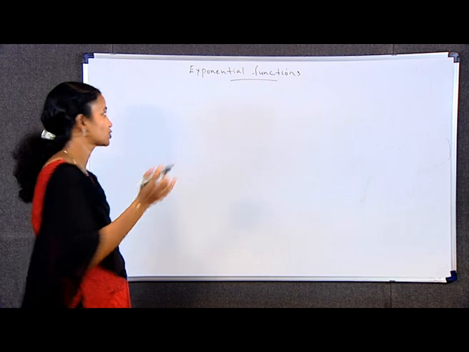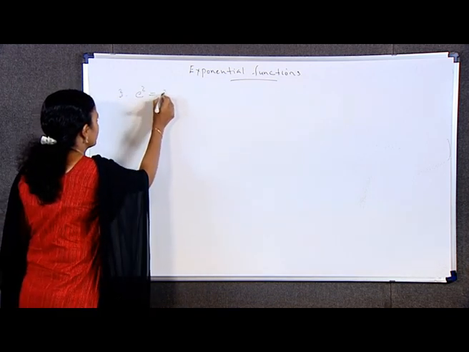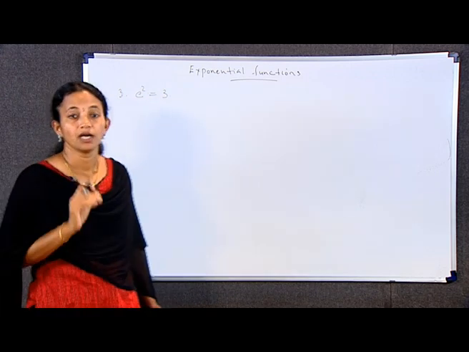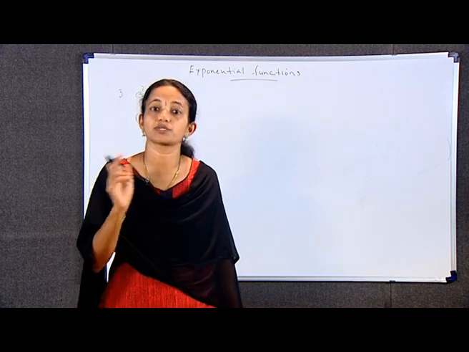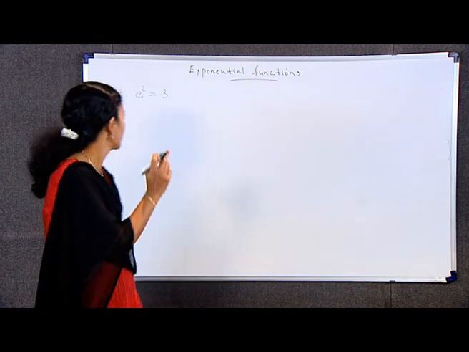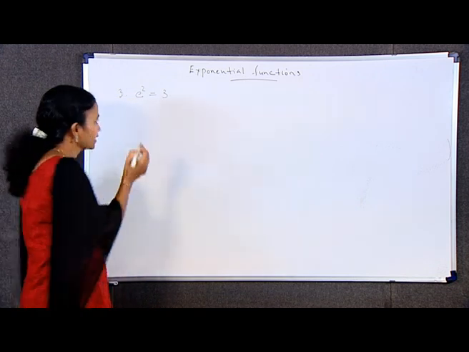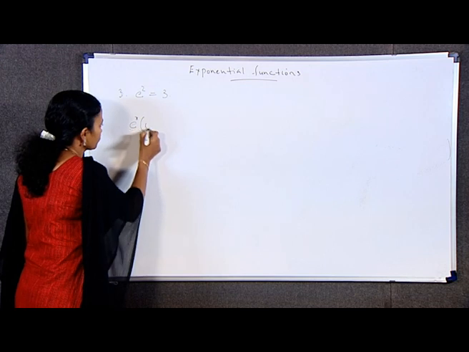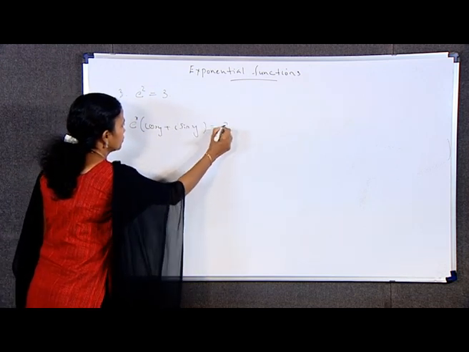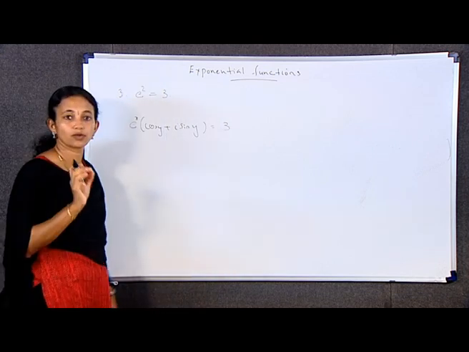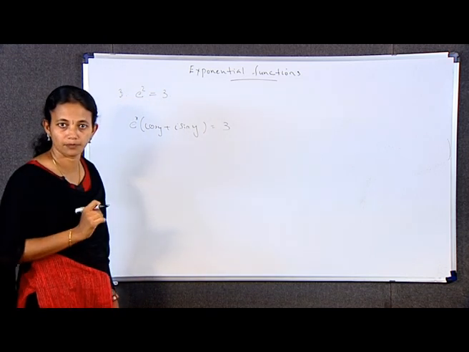That is, e raised to z is equal to 3. Here first you take z is equal to x plus iy. Then what we have, e raised to z is equal to 3 implies what? e raised to x plus iy is equal to 3. That is, e raised to x into cos y plus i sin y is equal to 3. That is, we are taking z is equal to x plus iy. That is, e raised to x into cos y plus i sin y is equal to 3, which implies what?